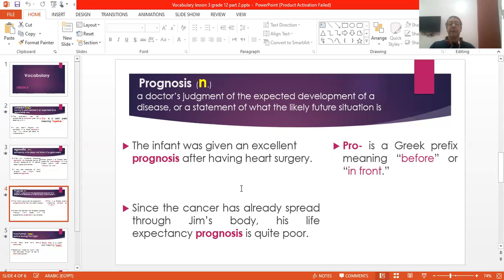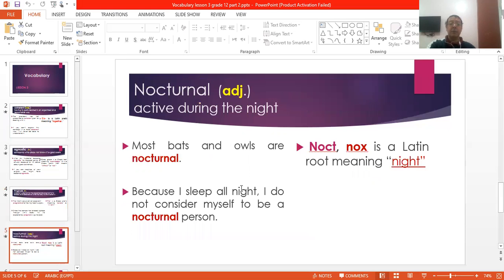Another example: since the cancer has already spread through Jem's body, his life expectancy prognosis is quite poor. So in this second case, the prognosis is not positive. It's a negative one, which means he is not expected to live.